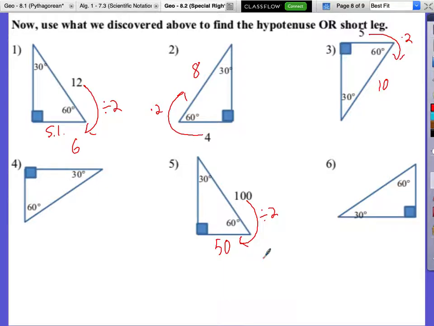I want you to use the Pythagorean theorem to find the third side on 1, 2, 3, and 5. Use the Pythagorean theorem and put it in simplest radical form. So you use your Pythagorean theorem to find the third side on those 4 in simplest radical form.